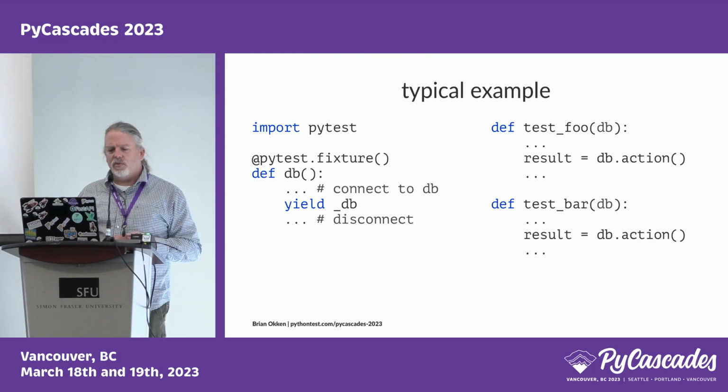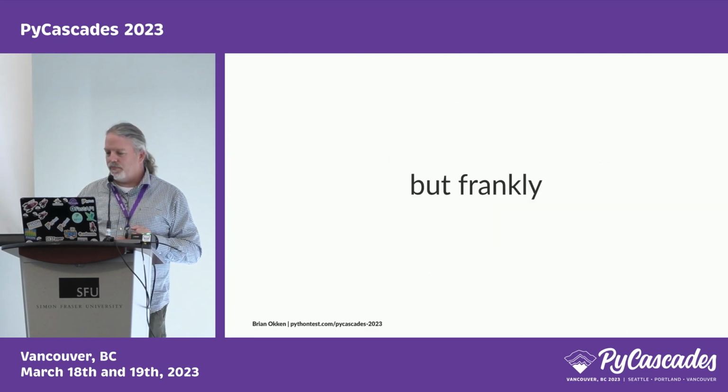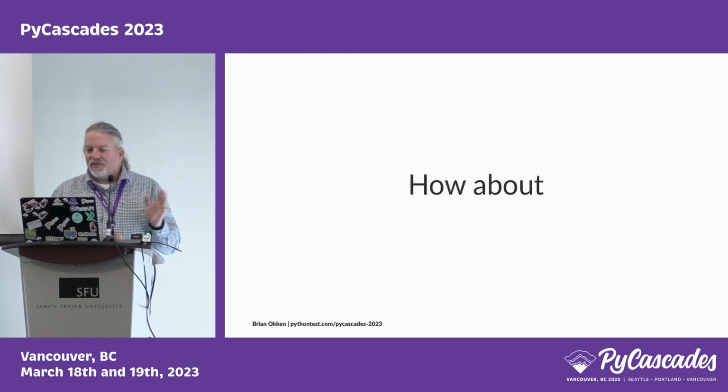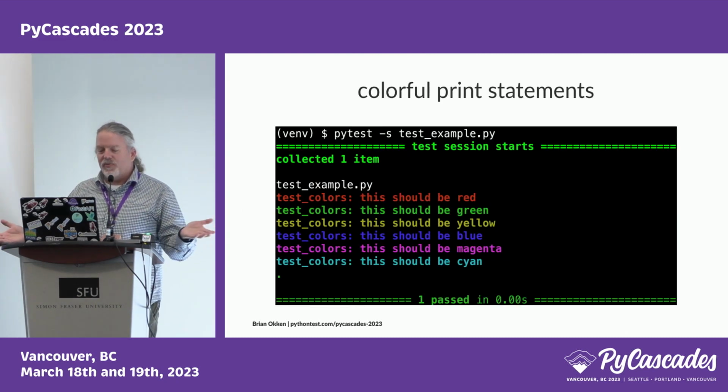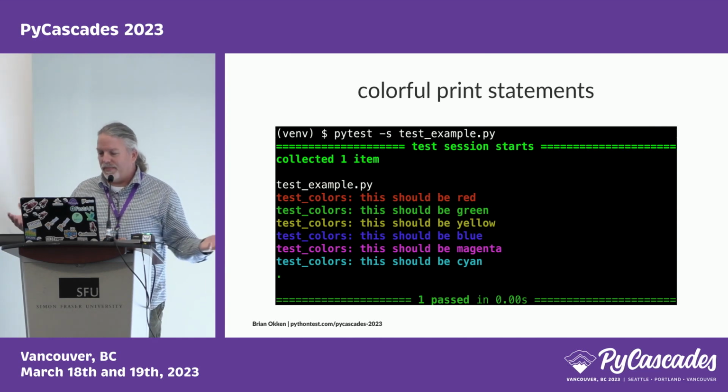In this case, it's going to do a setup and teardown for each test, because it's function scope by default. But we can set it up so that it does a connection at session or at module time too, and that's where the multi-level thing comes in handy. That's actually so useful that we're not going to use that in this talk. We're going to do something really silly, like colorful print statements. Yes, we can do this with a fixture as well. You can do it without a fixture, but that's the talk.